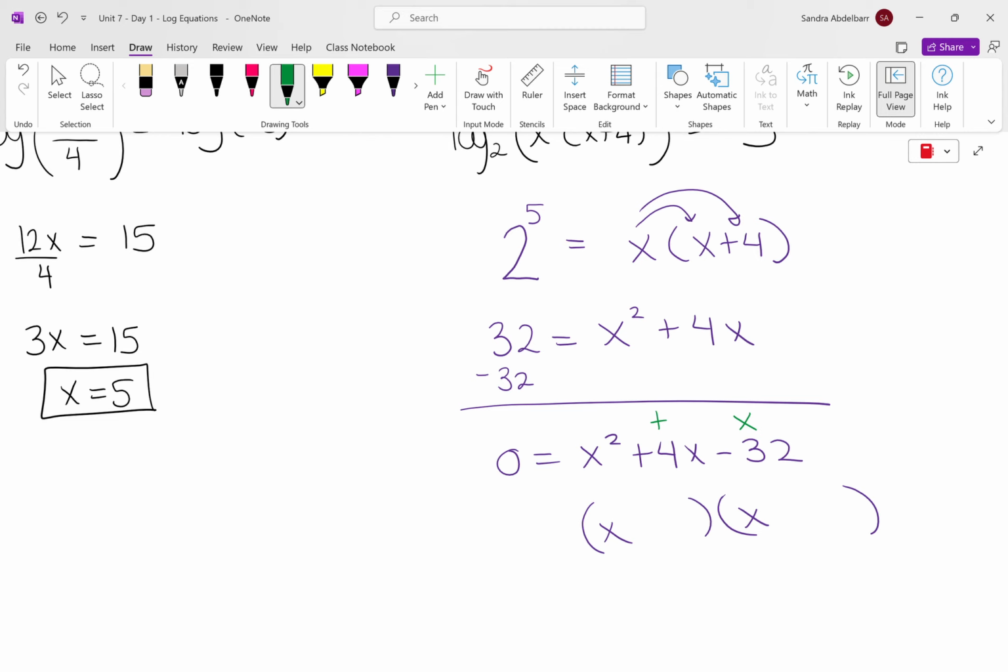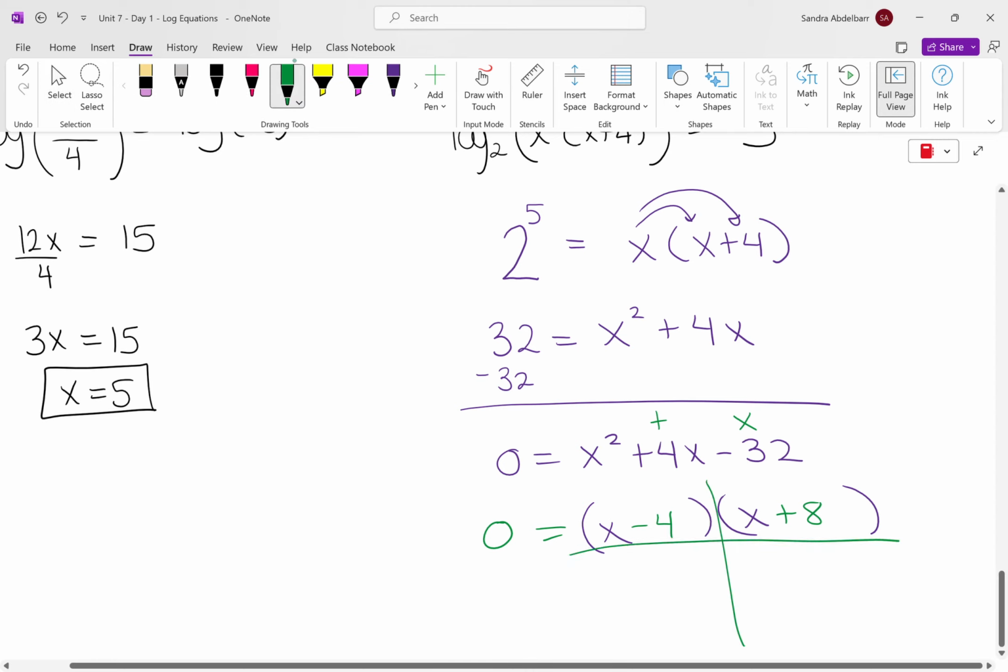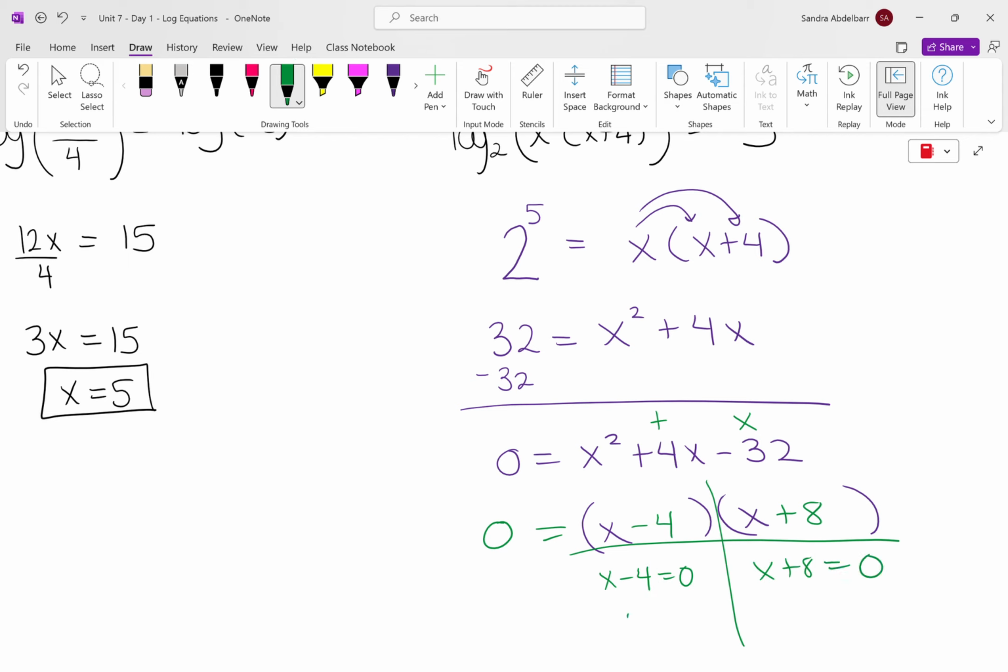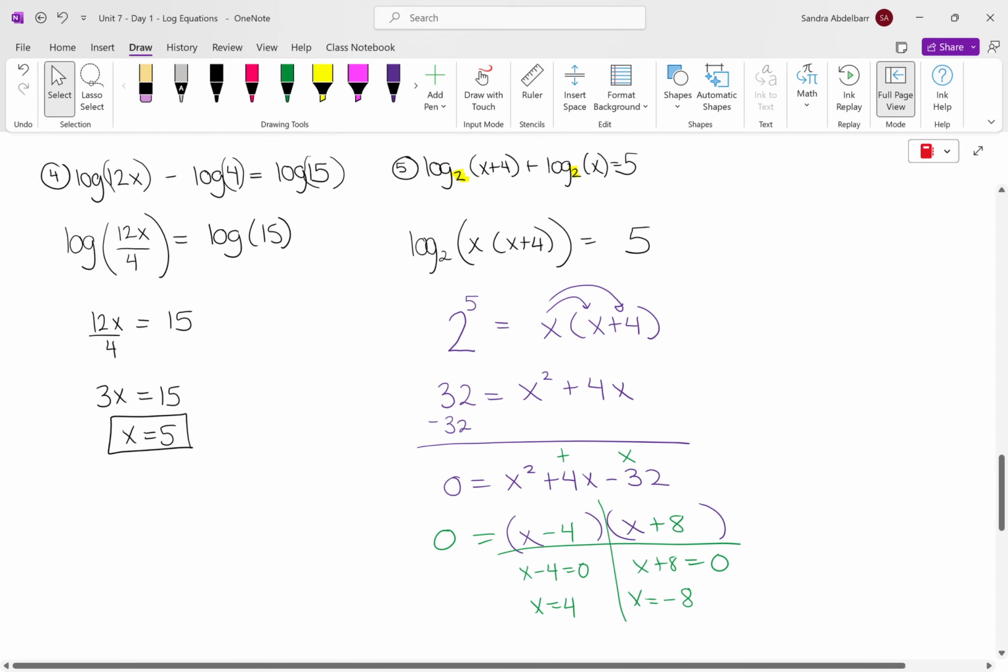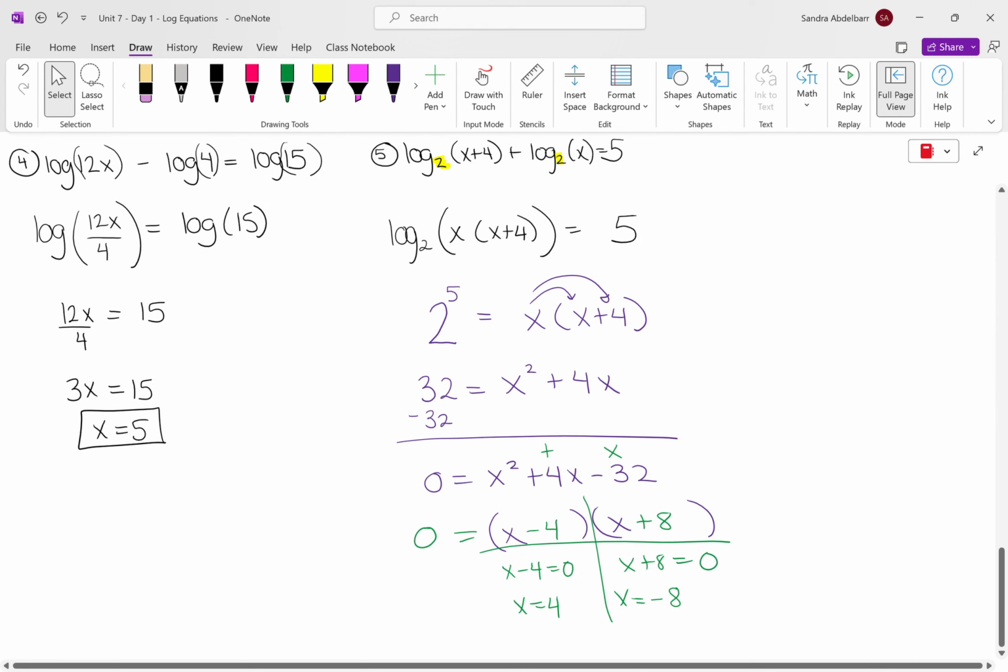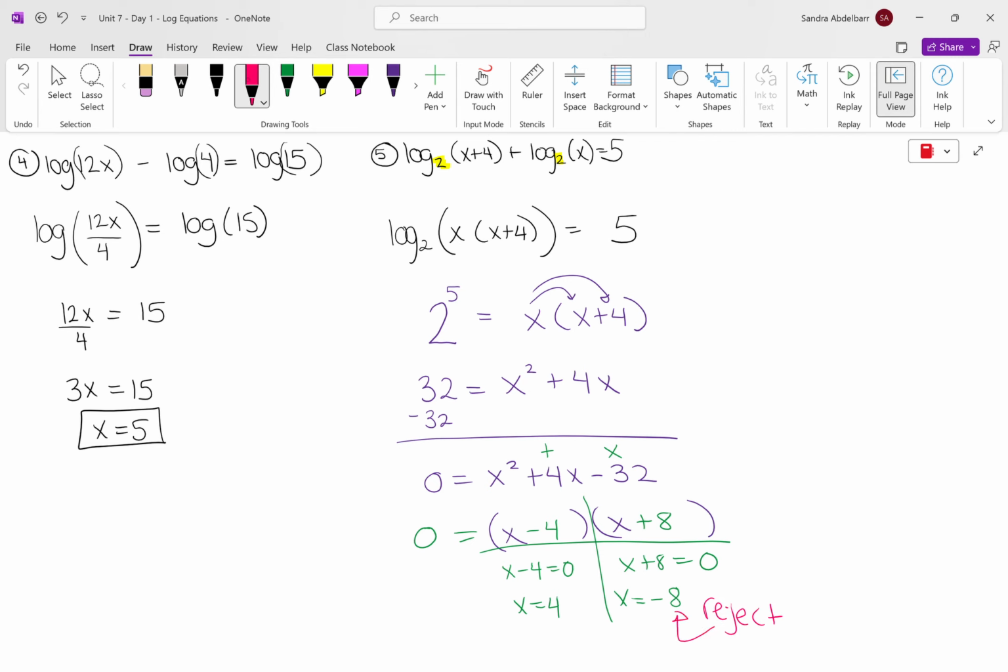And then we factor. Give me 2 numbers that multiply to a negative 32 but add to a positive 4. Negative 4 and a positive 8. Are these my answers? No. We now just have to set them equal to 0 and solve. X minus 4 equals 0. X plus 8 equals 0. So x will equal 4 and x will equal negative 8. Do both of these answers work, or does one of them get rejected? Which one gets rejected? The negative 8, because we cannot have a negative argument. So x is just 4.